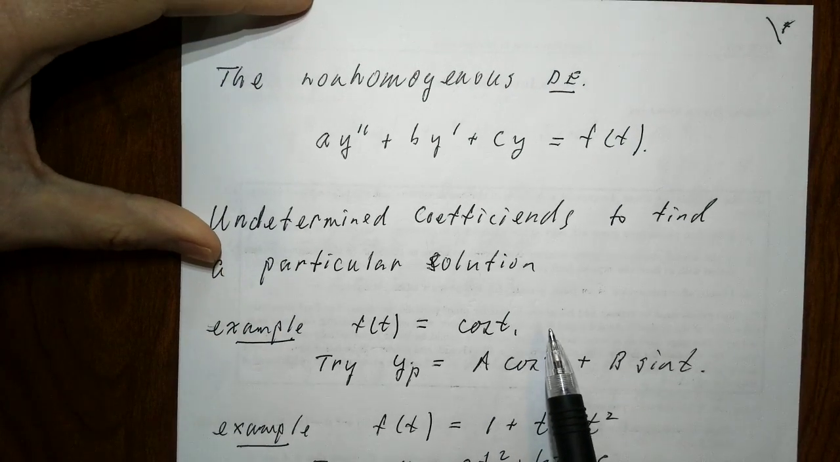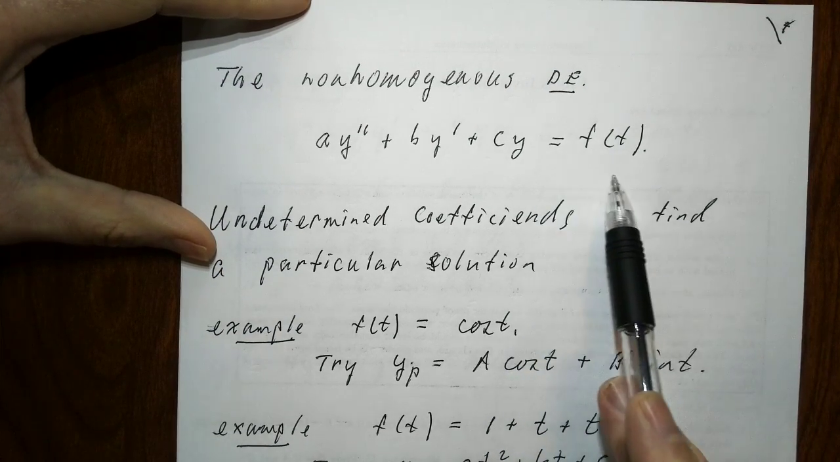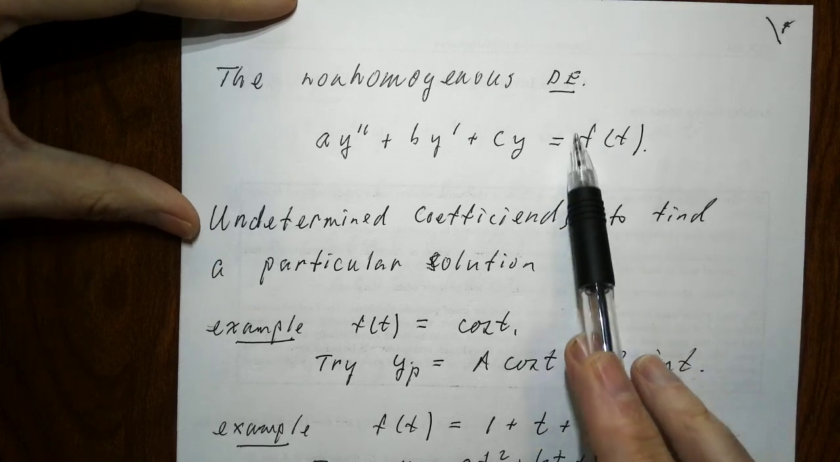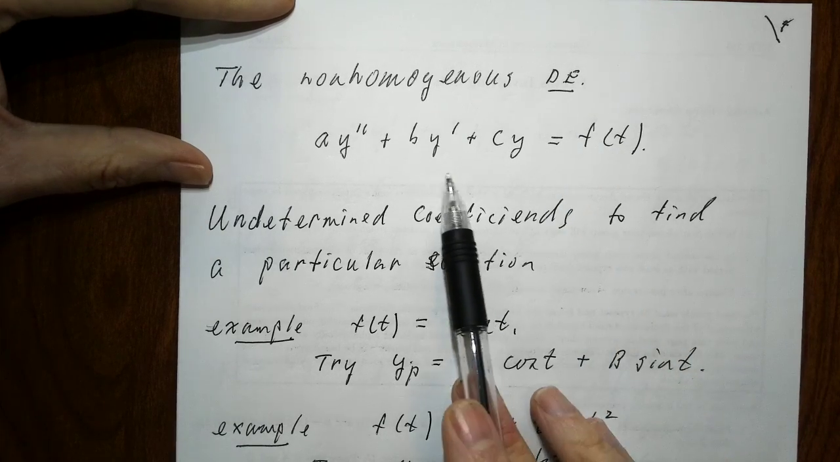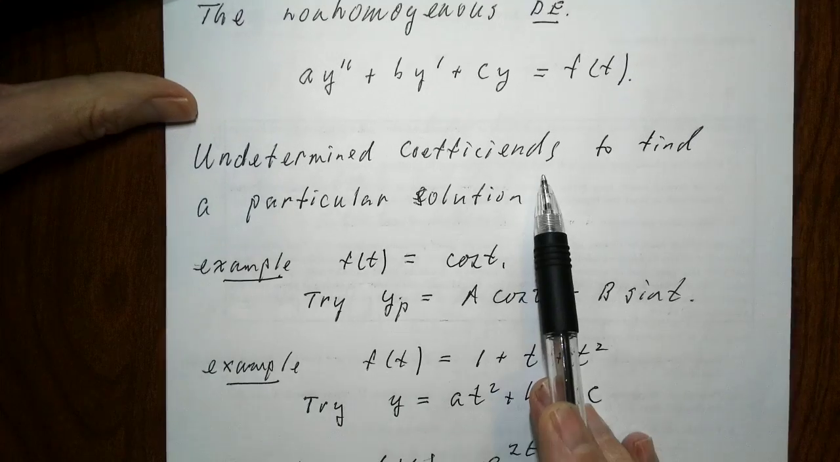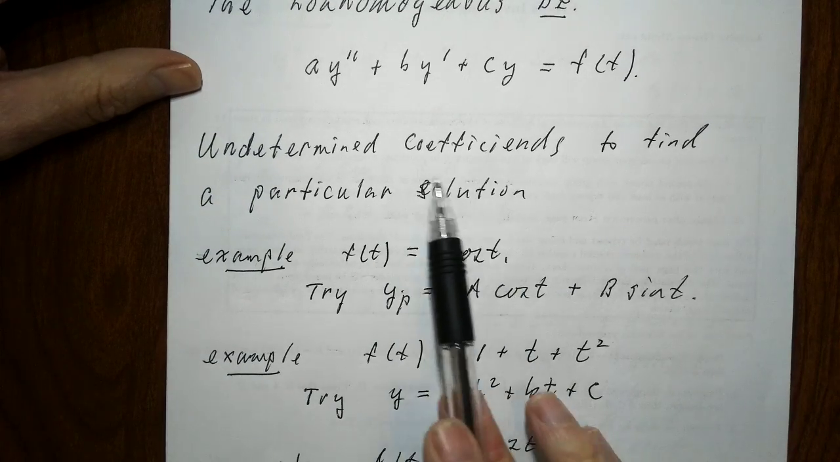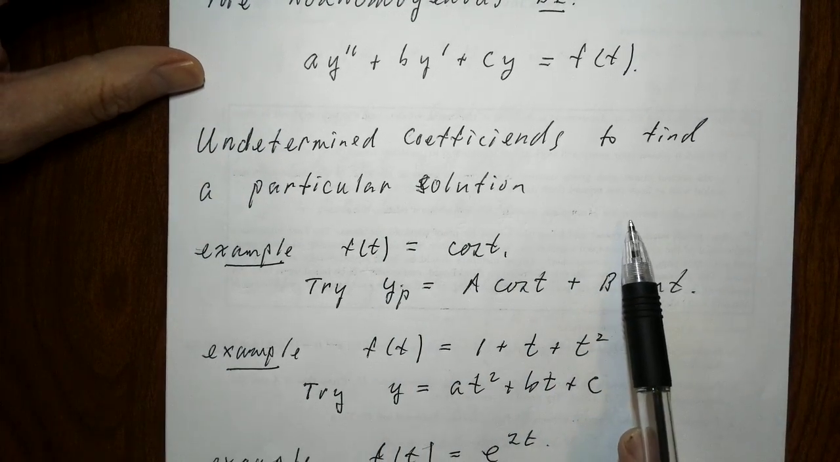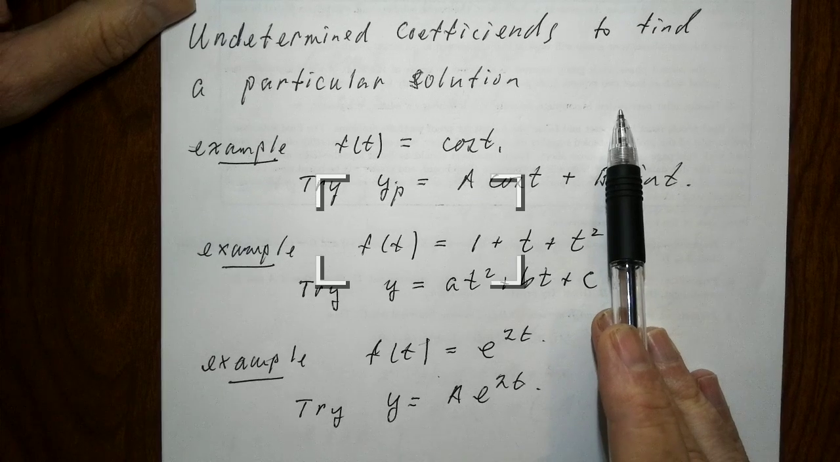Let's switch to the non-homogeneous case now. When we have a function on the right-hand side, we sometimes call this a forcing function. One way to solve this equation, it works in many situations, is to find a particular solution using the method of undetermined coefficients. So here's an example.